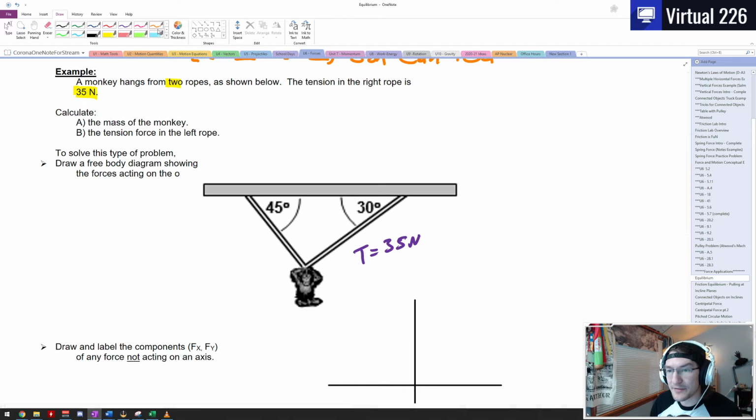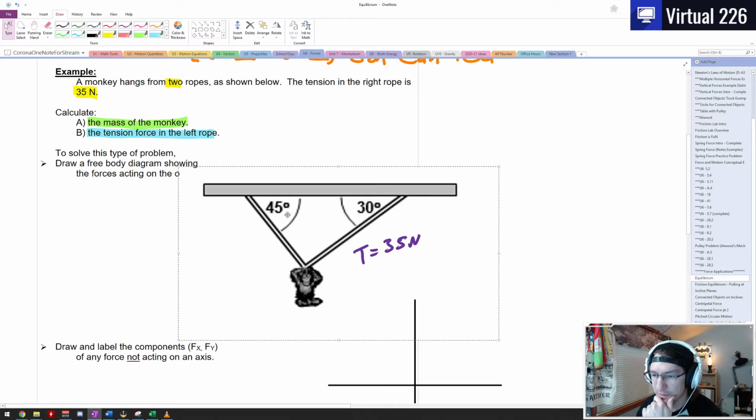What we'd like to figure out is the mass of the monkey, and then the tension in the left rope. That's kind of a big ask in this problem, right? We only know the tension, and yet we want to know all this other stuff. How in the world are we going to do this? Well, thank you so much, Grandpappy Botzer, for all of your knowledge and wisdom: draw a picture. That is the most important thing you can ever do, ever.